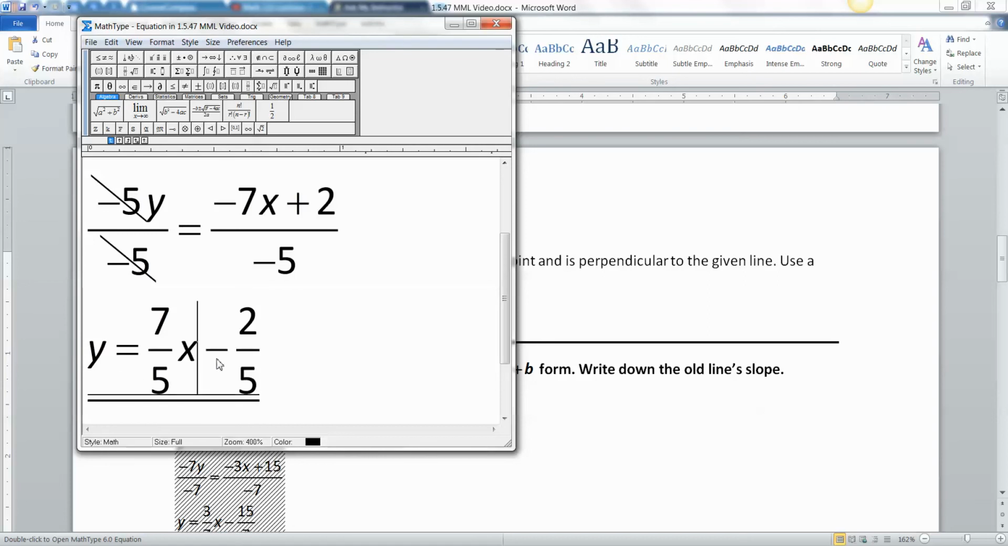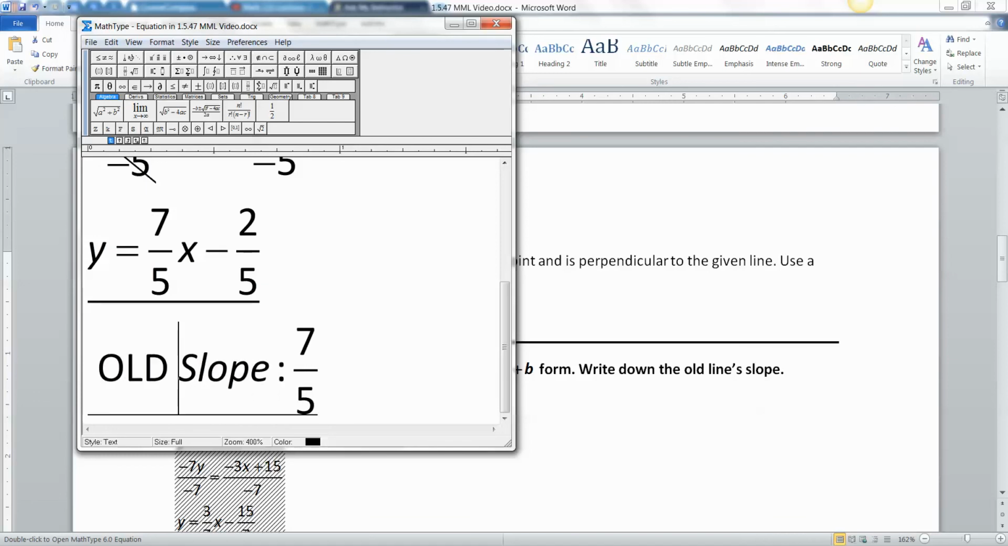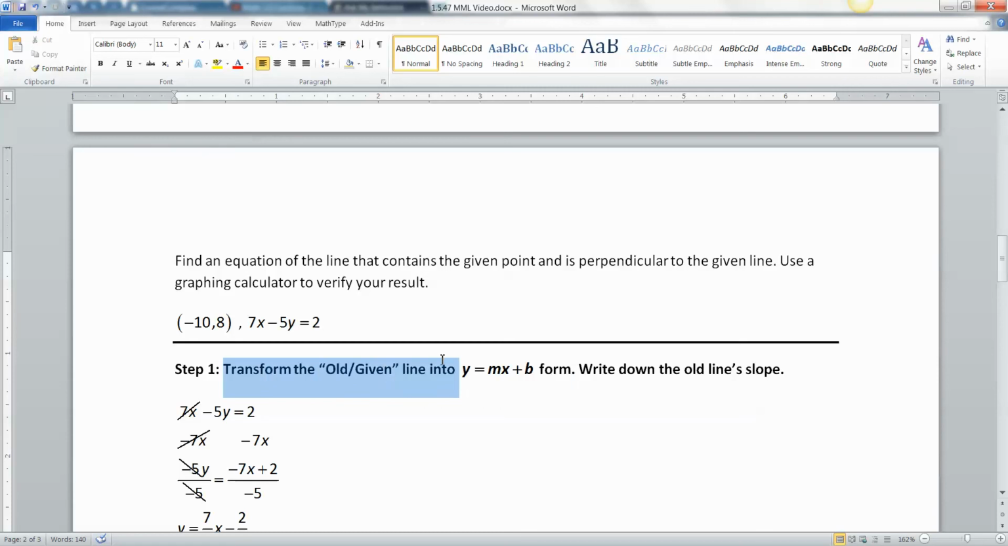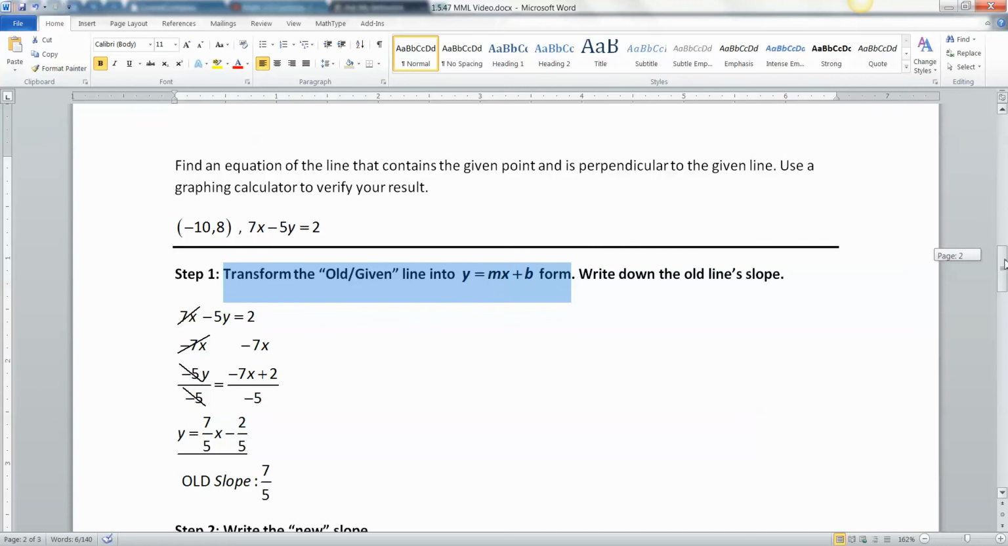And actually, to be honest, the minus 2 over 5 part isn't really that interesting to us. All we really care about is this slope. So the old slope was 7 over 5. Matter of fact, I'm going to write old slope, 7 over 5. Done. So we found the old equation in y equals mx plus b form, and we wrote down the slope of the old line.